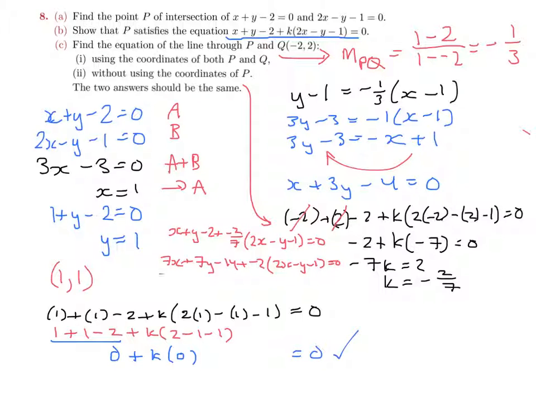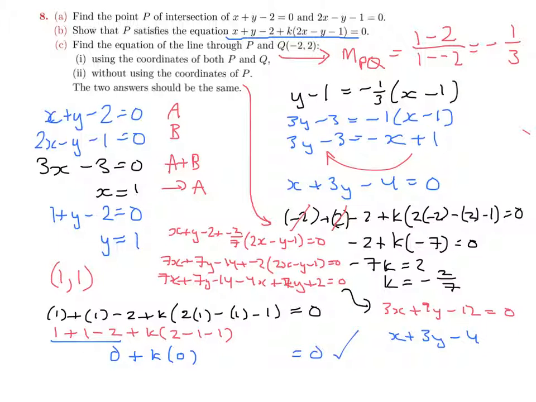Then we're going to expand, so we get 7x + 7y - 14 - 4x + 2y + 2 = 0. Okay, hope you're following me here. So we have 3x + 9y - 12 = 0. And notice that we've got a common factor of 3. Divide everything by 3. We have x + 3y - 4 = 0. And it matches the equation we had before.